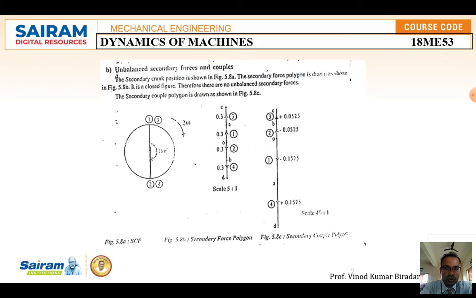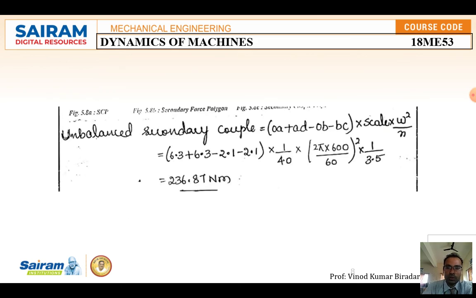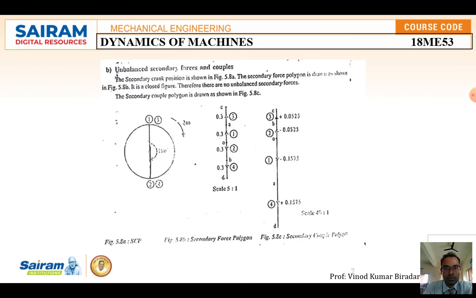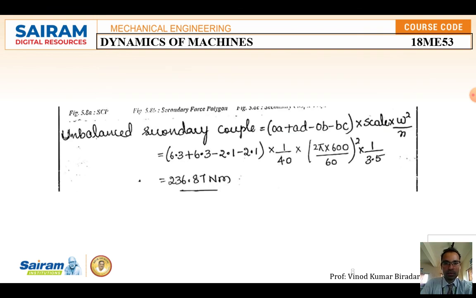Coming to the secondary couple polygon, here also same. From the reference plane to O you get positive values, 0.1575 at 90 degrees. Again 1 to 4 positive values, 0.1575, that is point D. Whereas B and C are negative values, taken in the top side direction. That is what figure C shows, the secondary couple polygon.